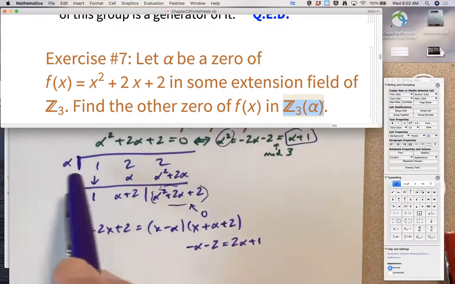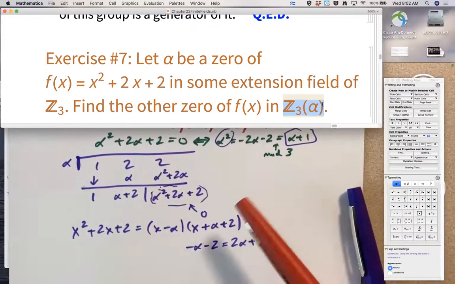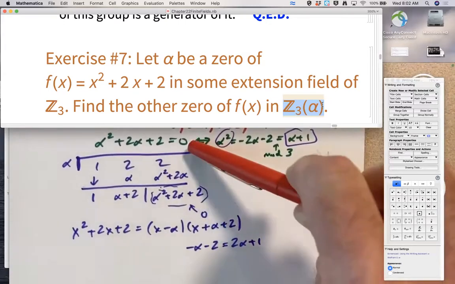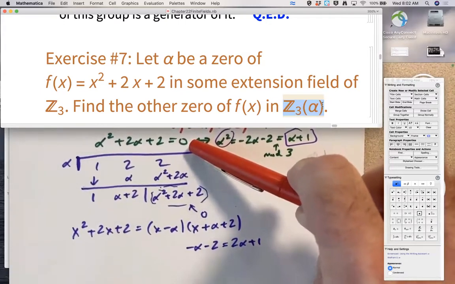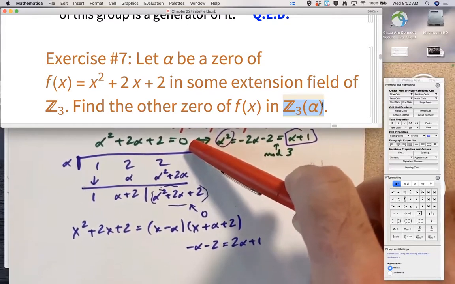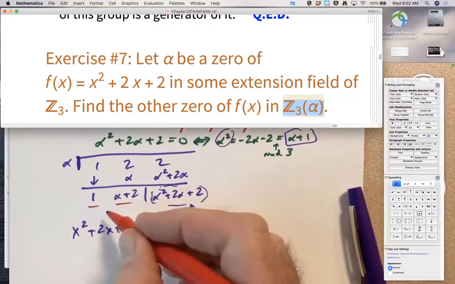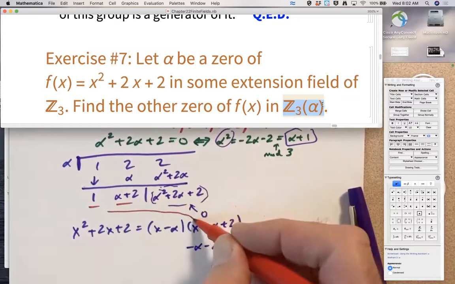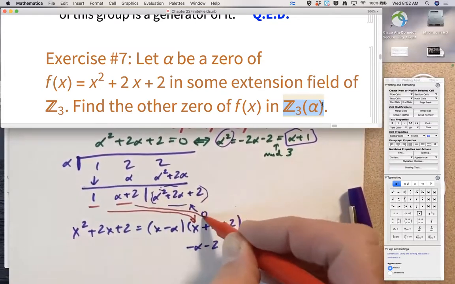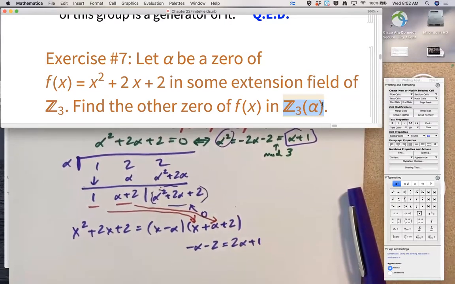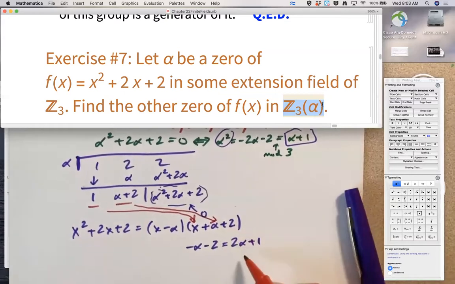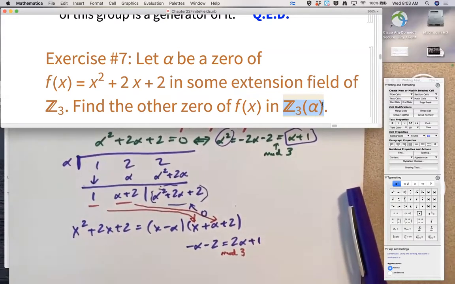This synthetic division, by the fact that this is 0, because I'm assuming alpha squared plus 2 alpha plus 2 is 0, does mean that alpha is a 0. And it also means, looking at these expressions, that those are the coefficients of the other factor. And by the fact that I can factor it like this, that means negative alpha minus 2 is the other 0 of this. That's going to make that 0. Mod 3, that's the same as 2 alpha plus 1.